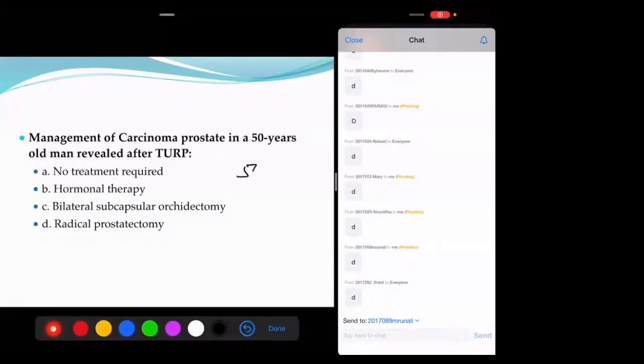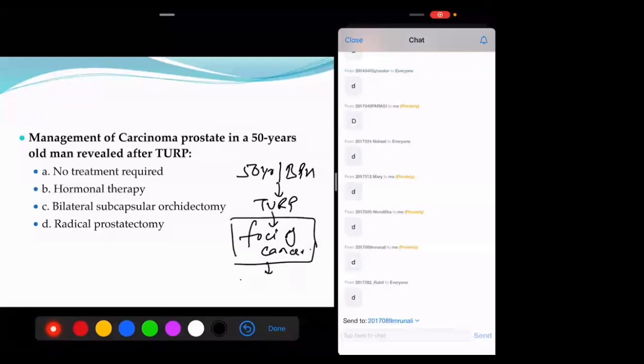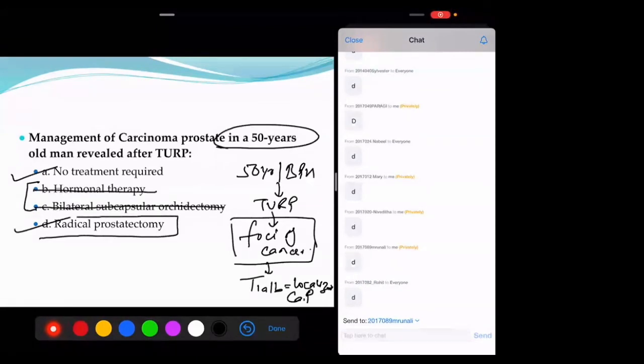Same thing, a 50 years old male diagnosed as BPH, underwent TURP and found some foci of cancers in that histological findings. Still, this is T1A or B, that is localized cancer prostate. Here, the option hormone therapy is still wrong. Orchidectomy means these are done for metastatic cancer prostate. So either we go for no treatment or radical. As the age is 50, the option should be radical prostatectomy.